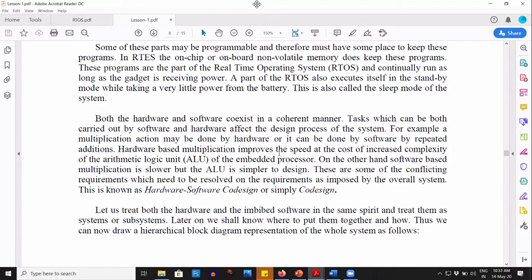Now, which one will you choose out of this, hardware or software? We can't choose because both have to coexist. That's why there are some conflicting requirements which need to be resolved based on the requirements imposed by the overall system. They need to cooperate with one another. When we put these two things together, some things might be lost from software, some things might be gained from hardware, and similarly some things might be gained from software, and something might be lost from hardware.